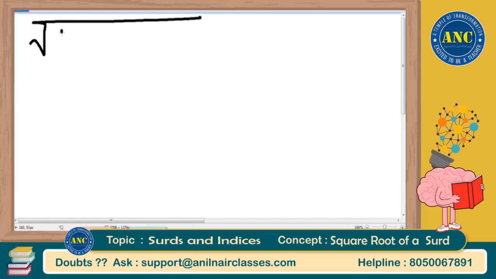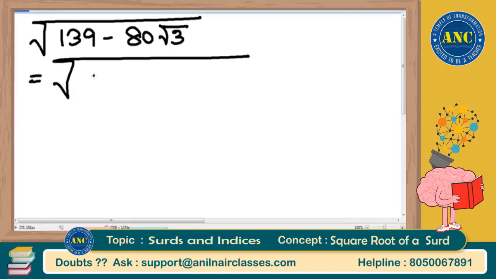Square root of 139 minus 80 root 3. Same logic I will implement. I don't like 80. I want it to be written as 2 into something. So it is 2 into 40 root 3, right? Now 40 you need to express in multiple ways.